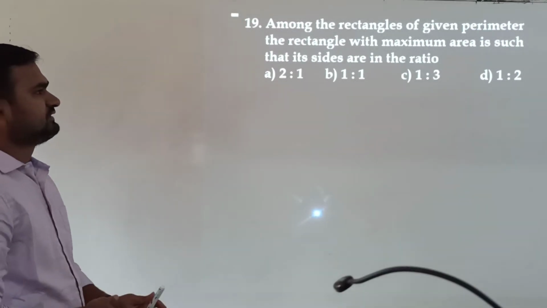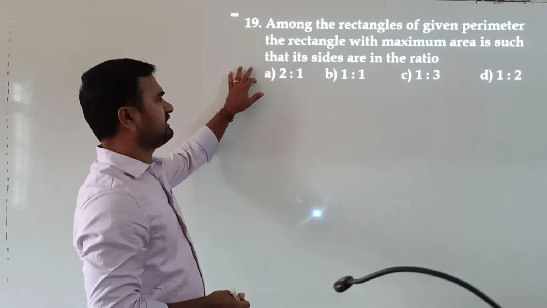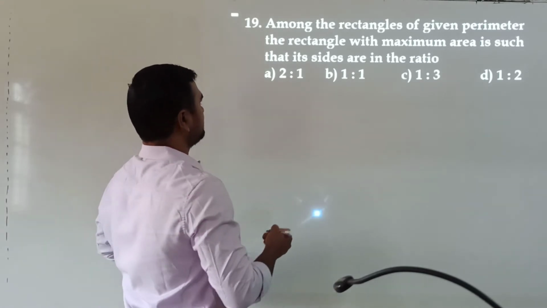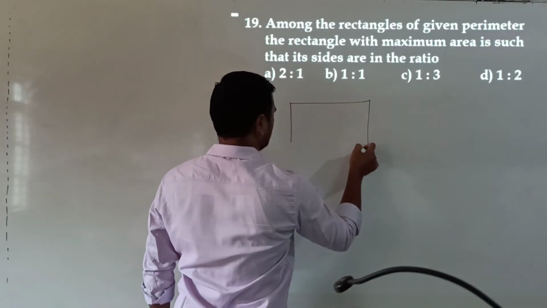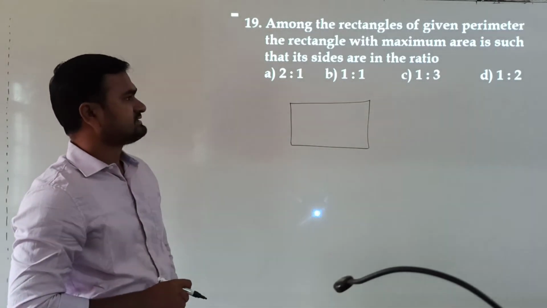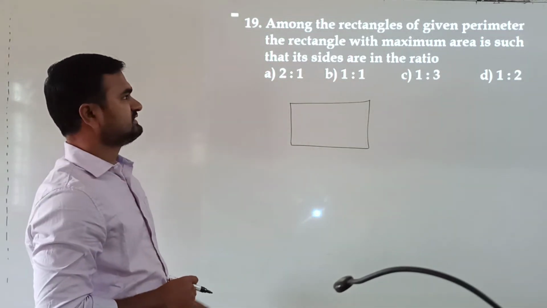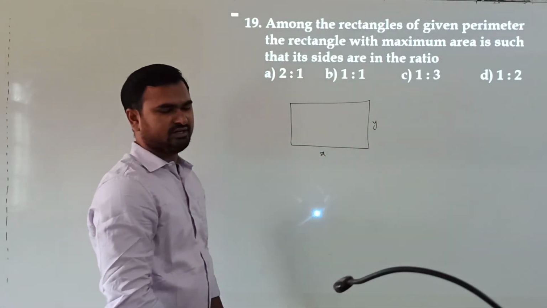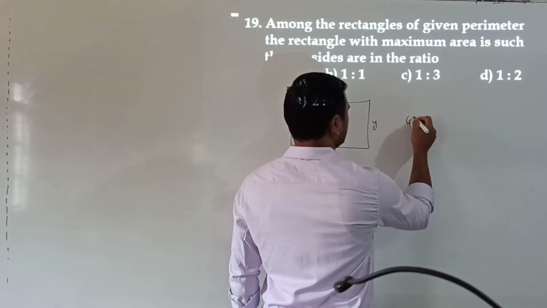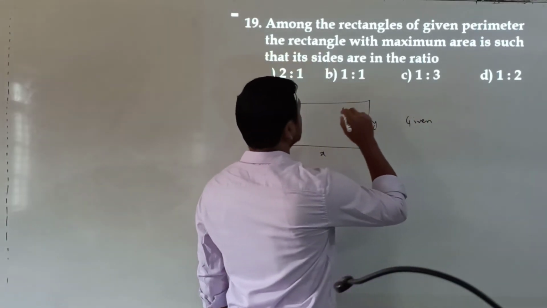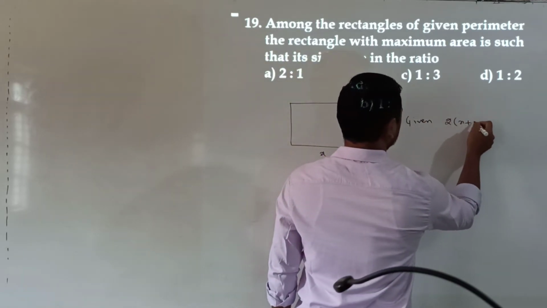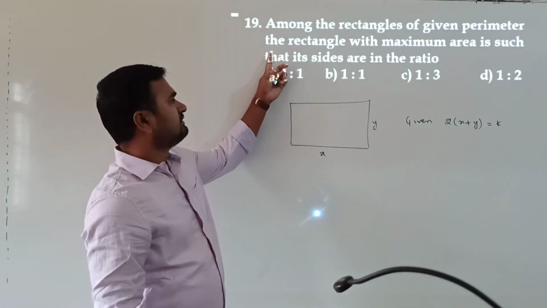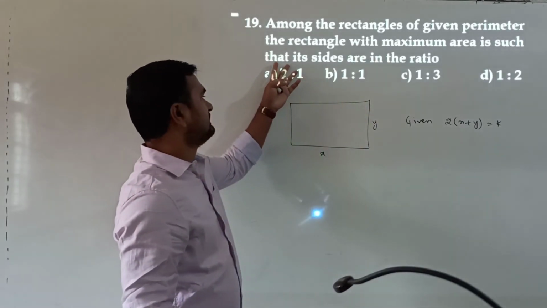Among the rectangles of a given perimeter, the rectangle with the maximum area is such that its sides are in the ratio of. So we are given the rectangles of a given perimeter. So the perimeter is given, which means it is fixed. Suppose x is the length and y is the width of the rectangle. Its perimeter is given, so 2 times (x plus y) is some constant k.